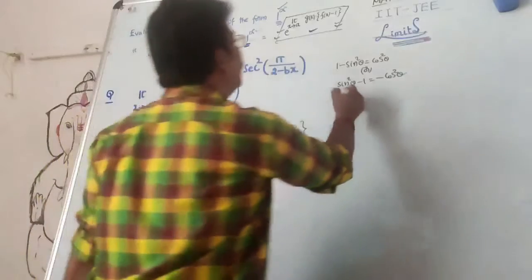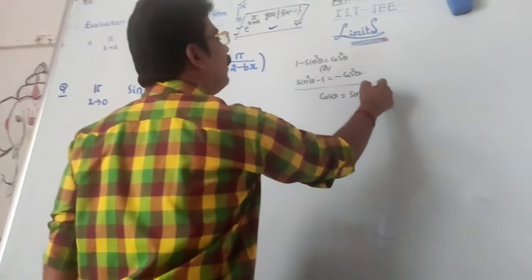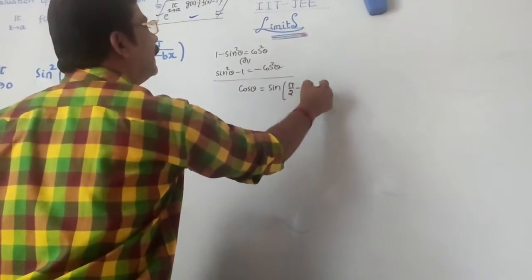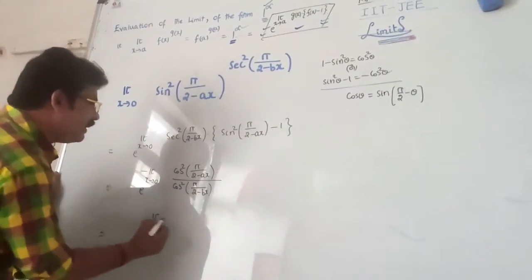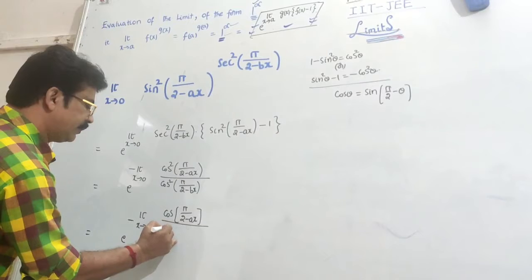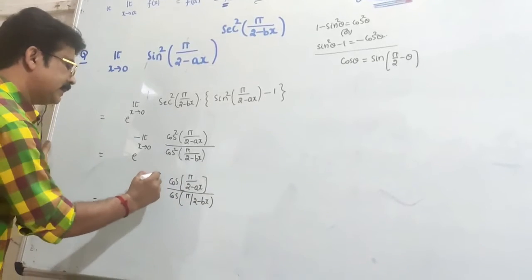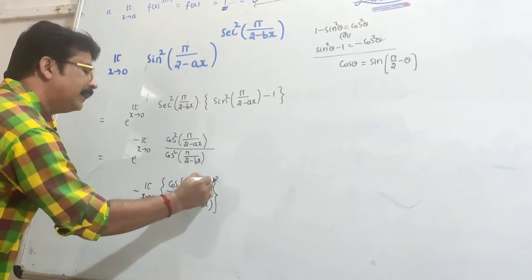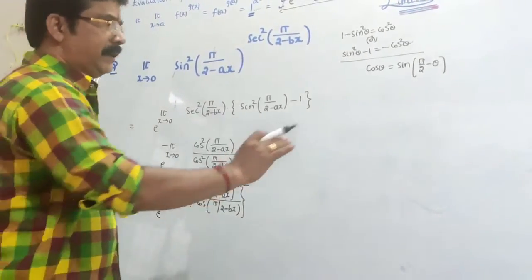Means what I am telling is that first we shall write cos theta is equal to sin of pi by 2, 90 minus theta. So therefore, it will be cos of pi by 2 minus ax divided by cos of pi by 2 minus bx, its whole square. It is all e power, means exponent of e. Okay, right. Here, rough work.